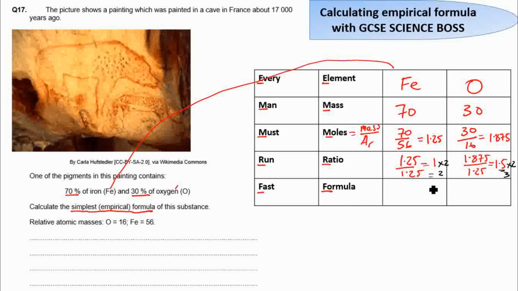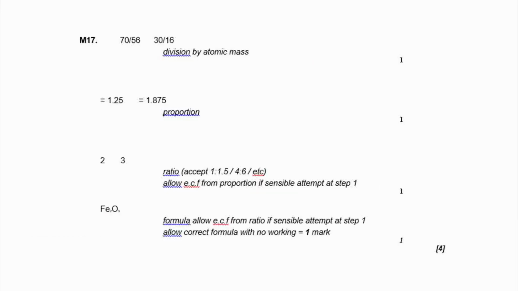And therefore, what's our formula? It's going to be Fe2O3. Too easy. So have a look at the steps. You can take this down, put that on your flashcard, then find an exam style question similar to this one to have a go. Let's have a look at the mark scheme.